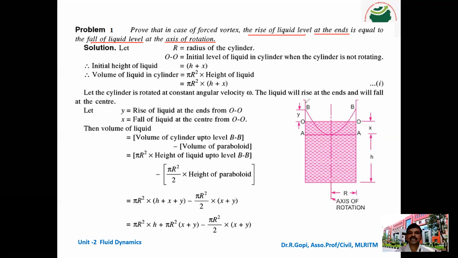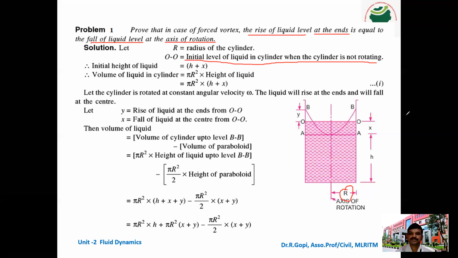So here, consider the cylinder. This is the cylinder, and OO is the initial level of the liquid. Now this liquid is in static condition, before applying force, so it is at a horizontal level. R is the radius of the cylinder, and OO is the initial level of the liquid in the cylinder when the cylinder is not rotating, that is, before applying the force.